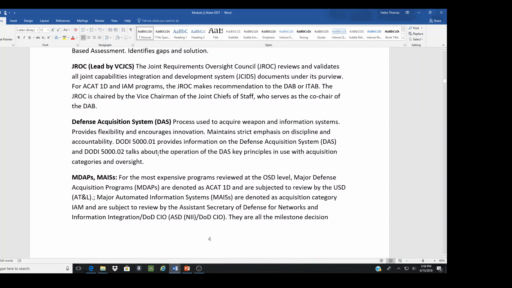Your regulation that I skipped up here for the Defense Acquisition System is DoD 5000.01. Whenever you see DoD, that's your DoD level guidance. So DoD 5000.01 mainly talks about the Defense Acquisition System. And then DoD 5000.02 talks about the actual operational steps, principles, and categories of that acquisition program. So DoD 5000.01 and .02.